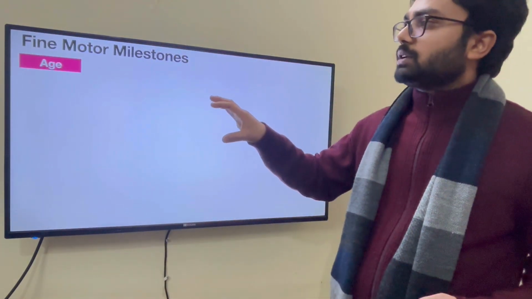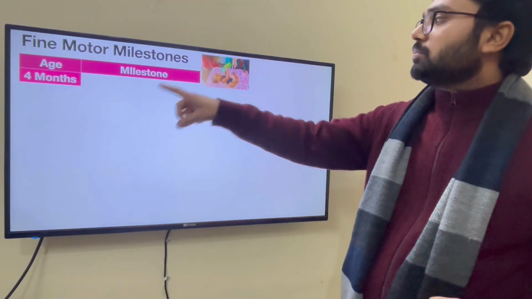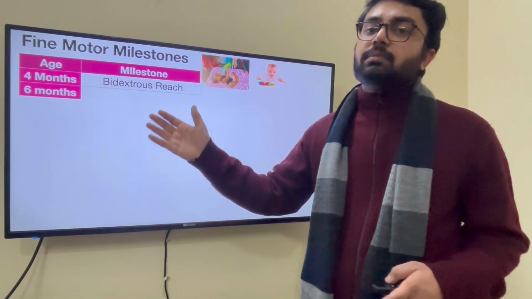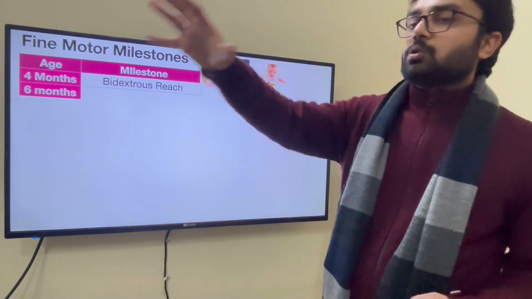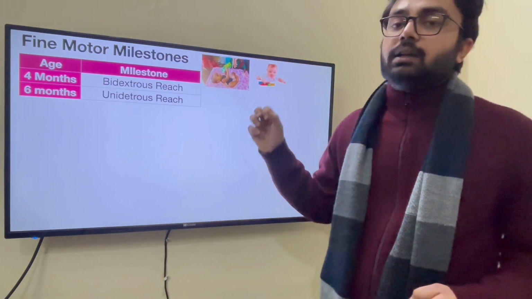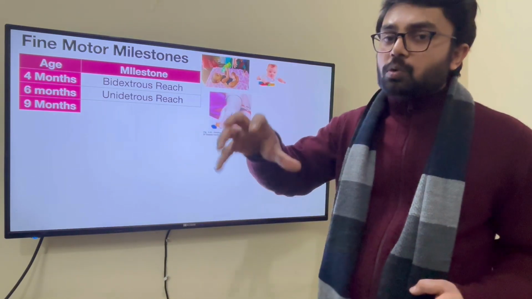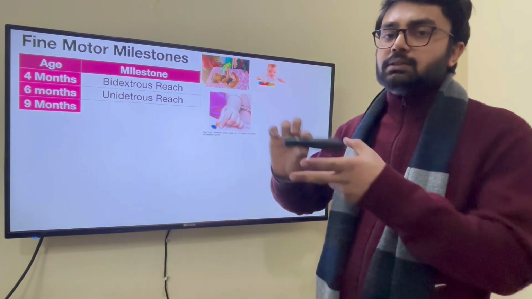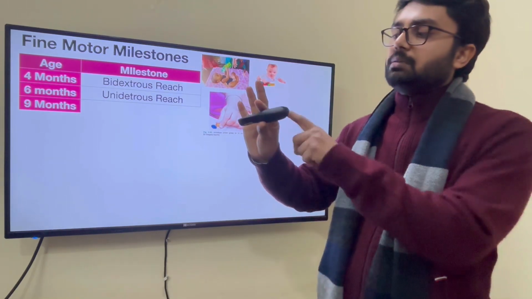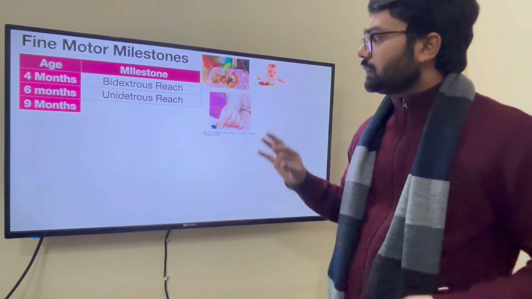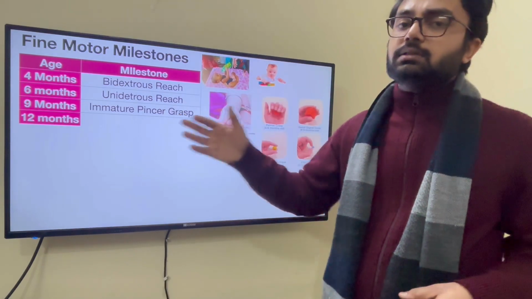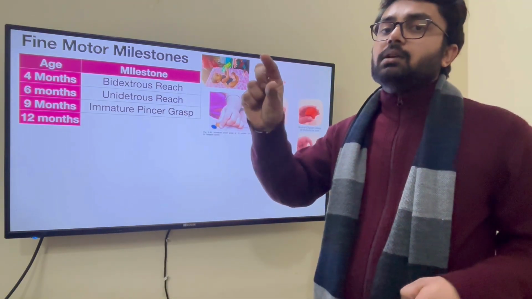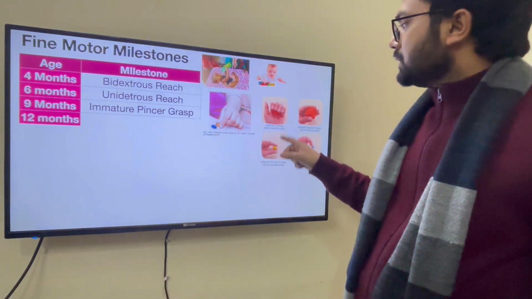Now what are the fine motor as per the age and the milestone? At 4 months, as you can see, the child is having a bidextrous reach, and at 6 months, the same child can now approach with a unidextrous reach, and at 9 months, the child is able to hold the object with an immature pincer grasp. That is, like this is an object, he can hold this object in between the fingers. Now coming to the 12 months, the same child now can hold it at the distal phalanx. He can hold the object like can be seen.